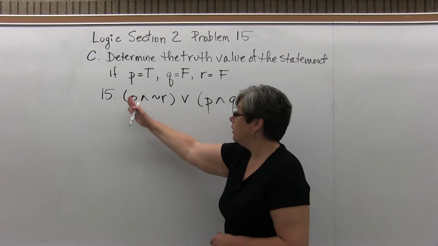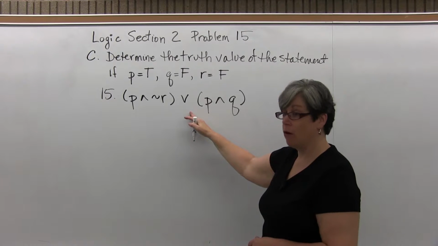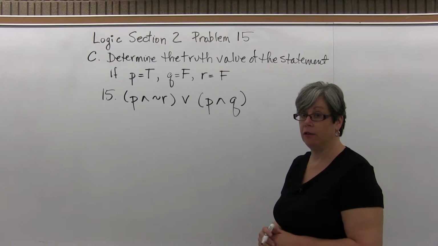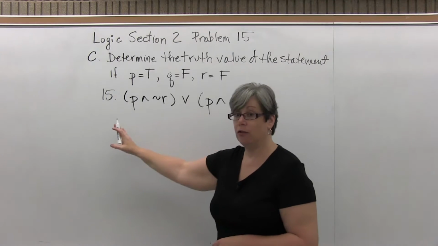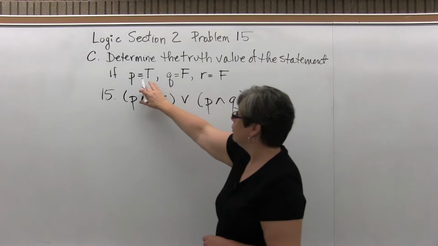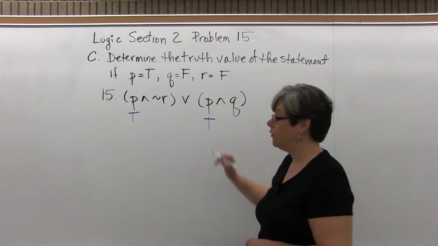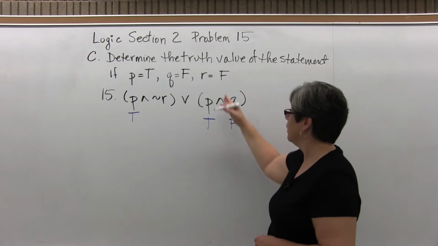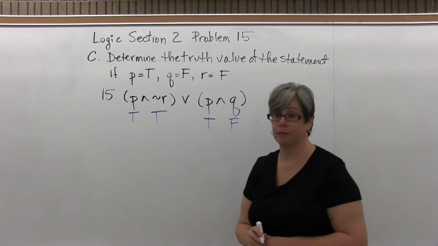Statement 15: parentheses, P and not R, with OR in between the parentheses, and then a second set of parentheses, P and Q. We always begin with putting the truth values of the simple statements or their negations that are represented. So for P, we have true. We could put it under both P's. Q is false, and R is false, so the negation of R will be true.